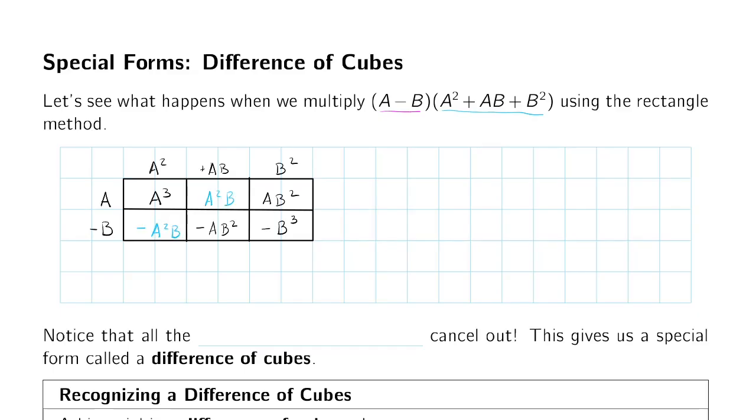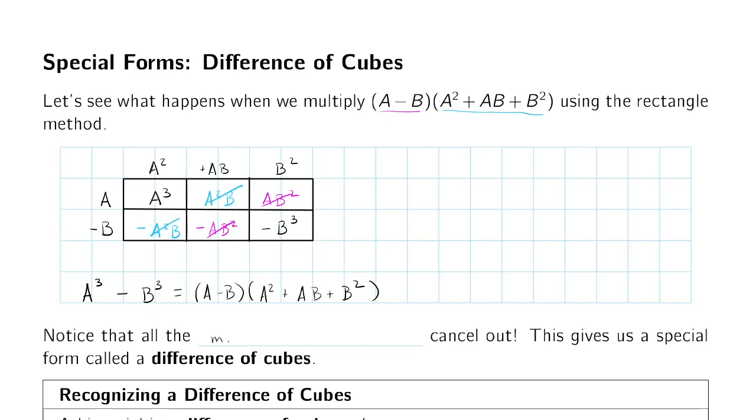We have a positive a squared b and a negative a squared b. We have a positive ab squared and a negative ab squared. So this pair of terms cancels out. This pair of terms cancels out. And all that's left is a cubed minus b cubed. And that came from multiplying a minus b times a squared plus ab plus b squared.